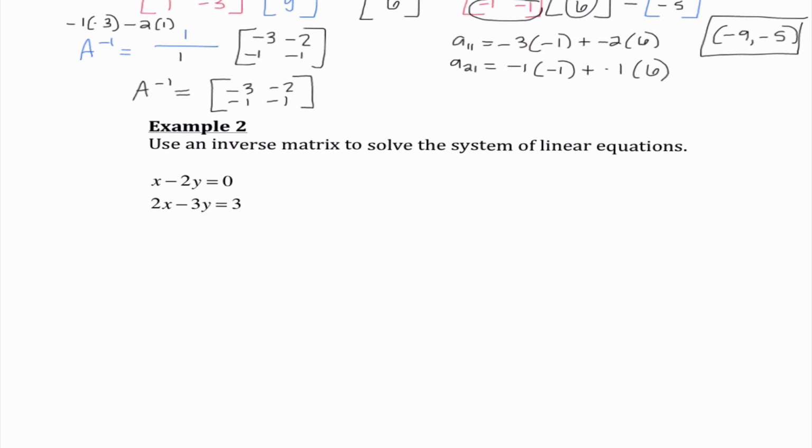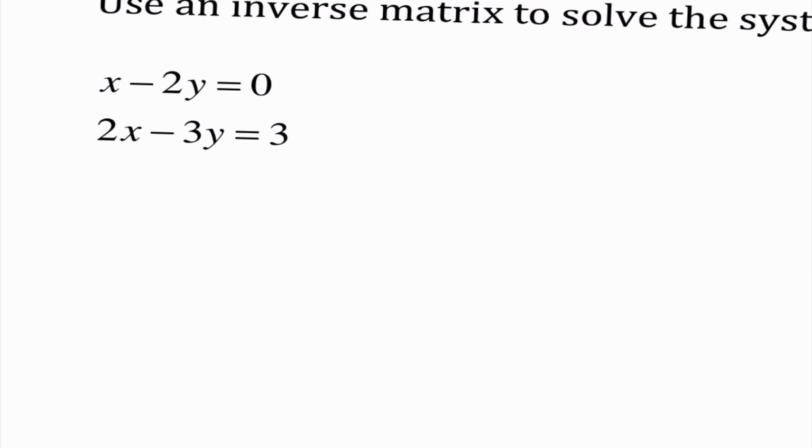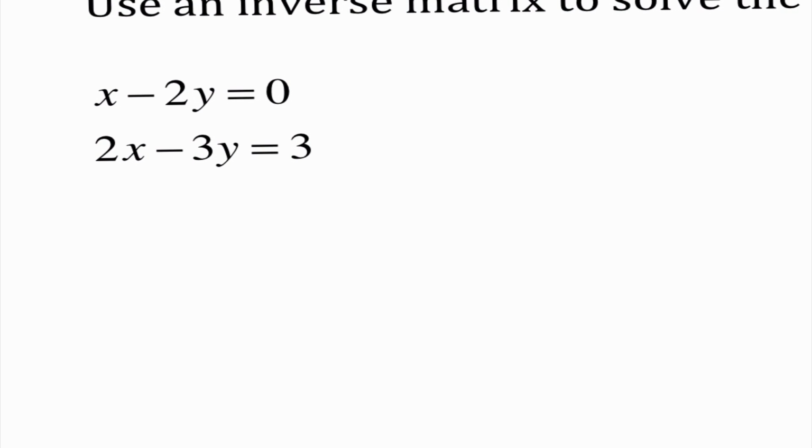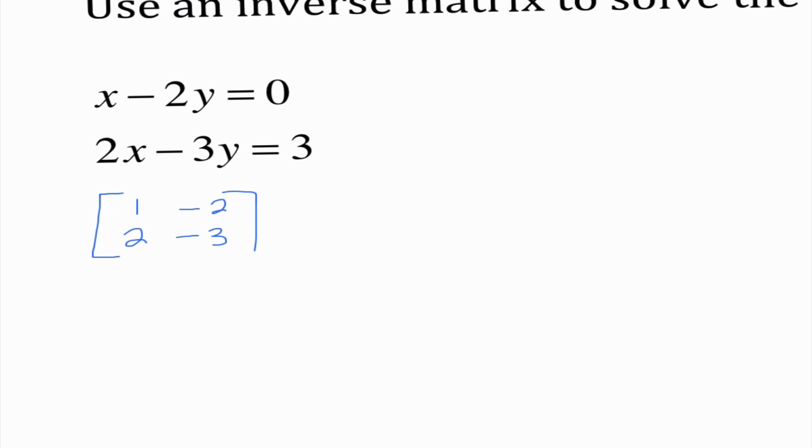Okay, so if we look at example 2, once again it says use an inverse matrix to solve the system of linear equations. I'm going to practice that other method to find the inverse just to make sure that we are understanding how to do that. But first I need to write this as 1, 2, negative 2, negative 3. So remember that's A. X is x, y equals B, which is 0, 3.